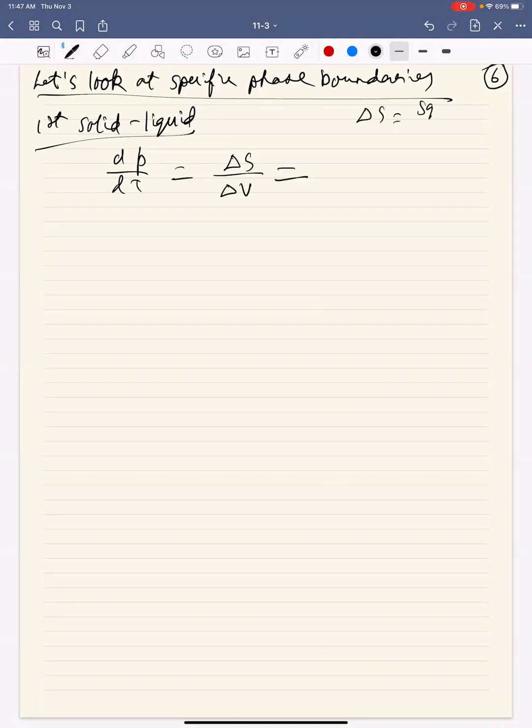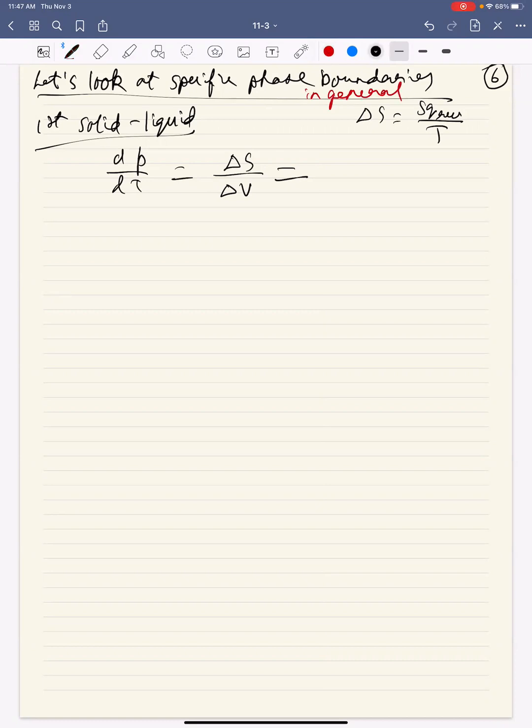Good. So let's look first at the solid-liquid phase boundary. Once again, we have dP by dT is equal to delta S by delta V, and delta S is equal to delta Q reversible by temperature. So this becomes, yeah, go ahead, Sophia. Is this still for water? No, now we are very generic. Water will be a subcase of this. And let me write here in general.